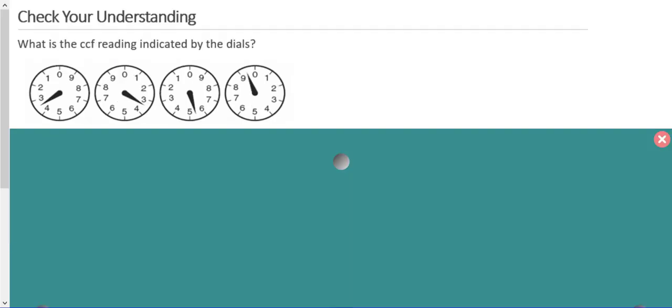I'm going to do one more example with the dials. Pause the video right now and see if you can figure out the numbers that this dial reading is at. And keep in mind, this one is CCF, so what kind of utility are we doing? We know CCF is used for water.